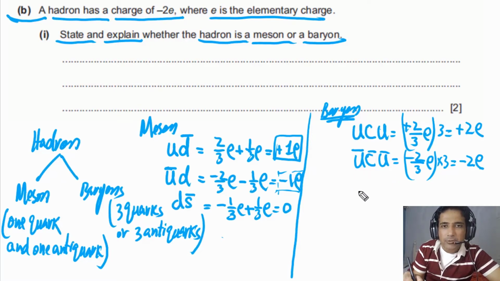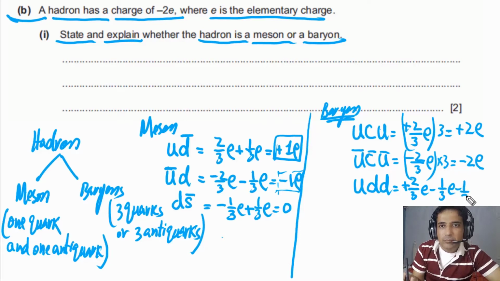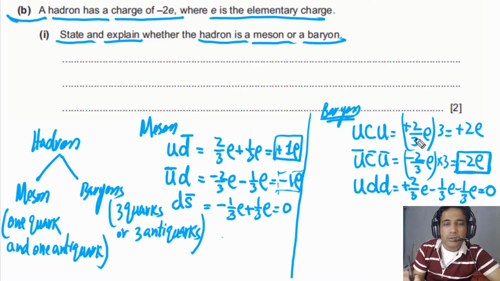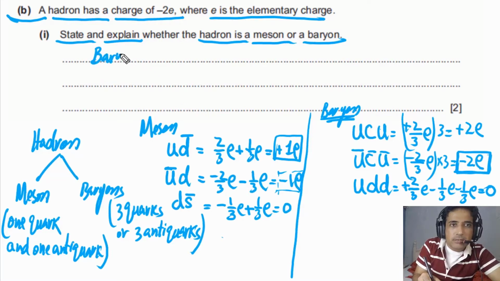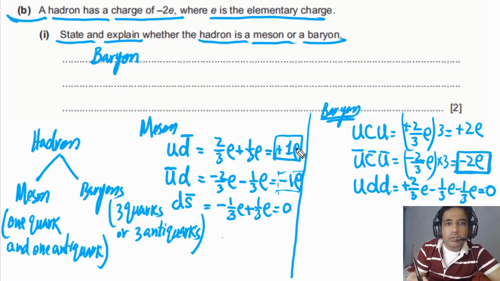It is also possible we have one up quark and two down quarks, as in the case of a neutron. So in this case, the charge on this baryon will be equal to +2/3e -1/3e -1/3e. So the total charge in this case will be equal to 0. So you can see it is possible for an antibaryon to have a charge of -2e. So it means the particle in this case is a baryon. It is not a meson, because the charge on a meson cannot be -2e. So this one is a baryon.